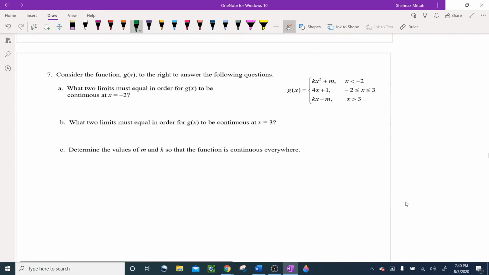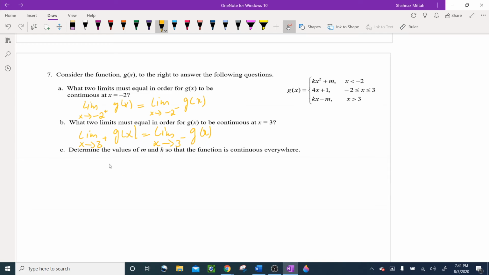Okay, let's try question number 7. Consider the function g of x to the right and answer the following. What two limits must equal in order for g of x to be continuous at x equal negative 2? Again, the same thing. Limit x approaches negative 2 from the right of g of x is supposed to be equal to limit x approaches negative 2 from the left of g of x. Must equal in order to be continuous at x equal 3. Again, the same thing. Limit x approaches 3 from the right of g of x is equal to limit x approaches 3 from the left of g of x. So then we are okay.